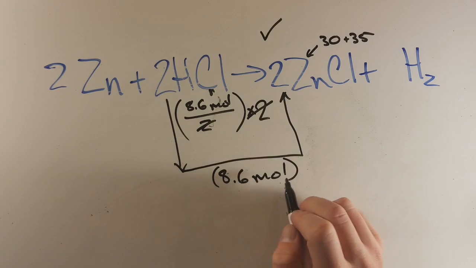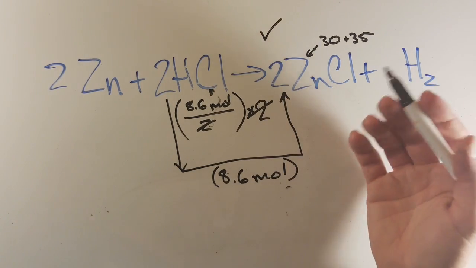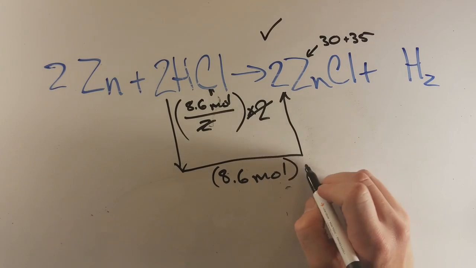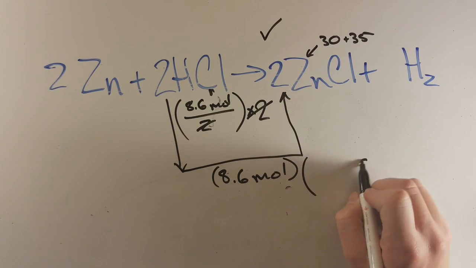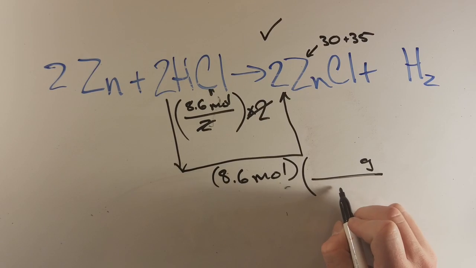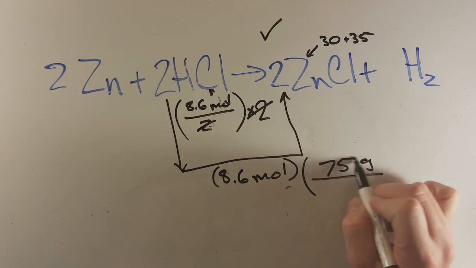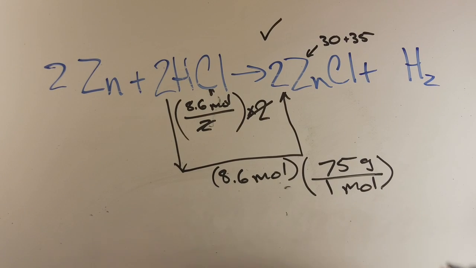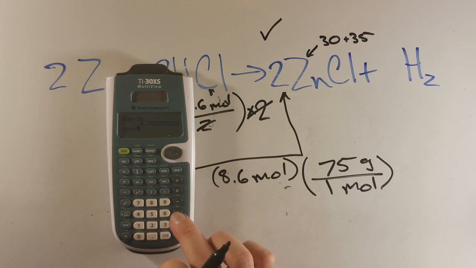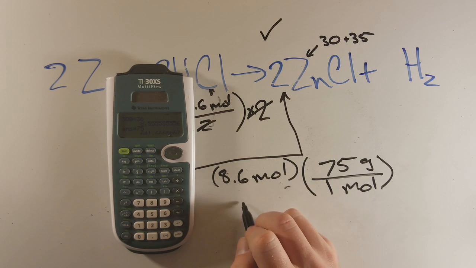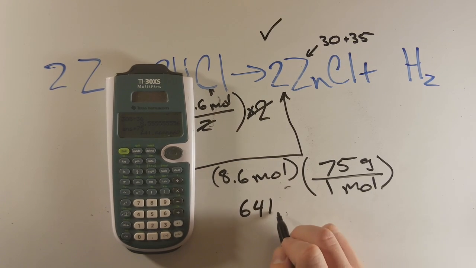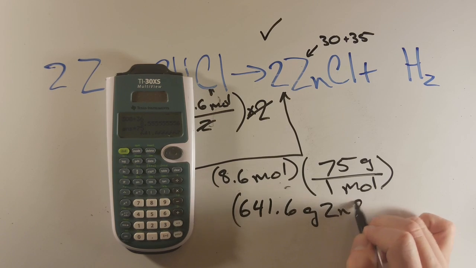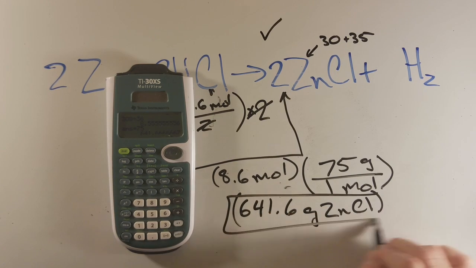Okay. Well, you may be interested in how much mass of zinc chloride we have. We just have to take it a step further. 8.6, we need to know the molar mass of zinc chloride, which I found out already, 75 grams per mole. Very interesting, isn't it? So just going to do that math really fast, times 75. It looks to be 641.6 grams of zinc chloride, and that is your solution.